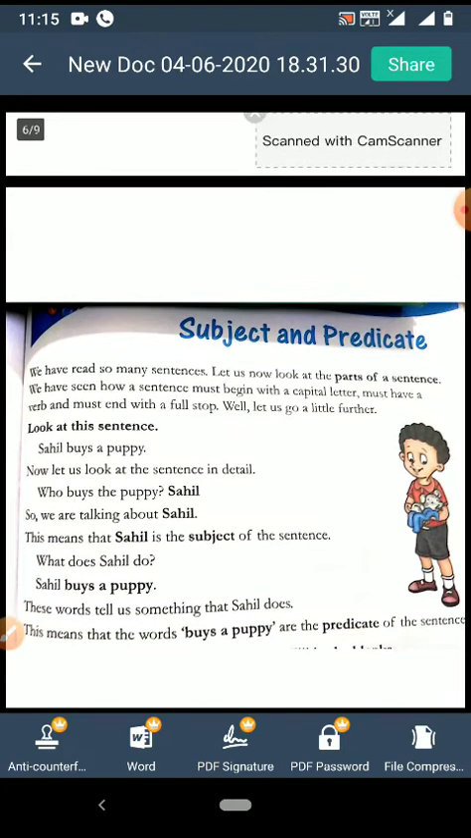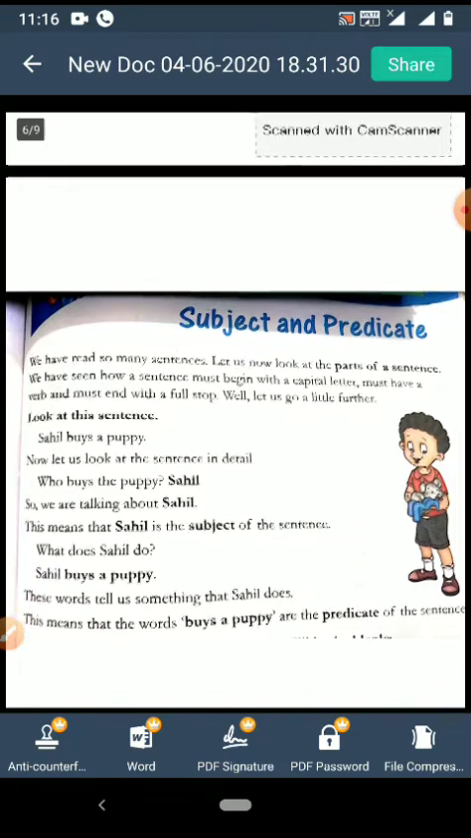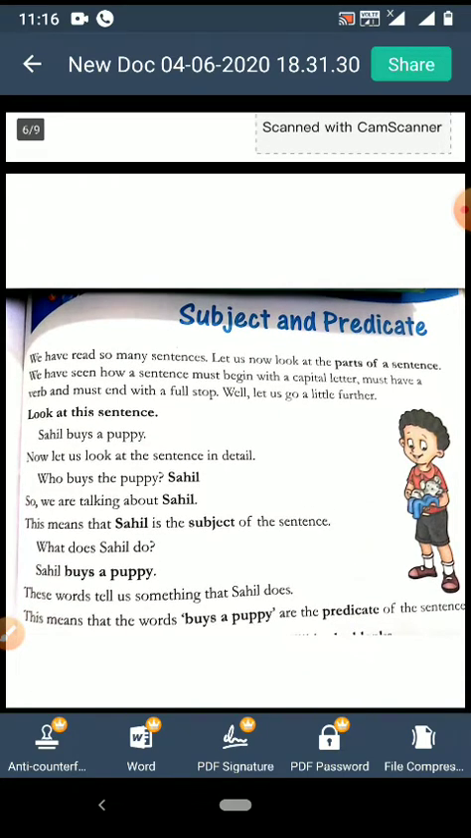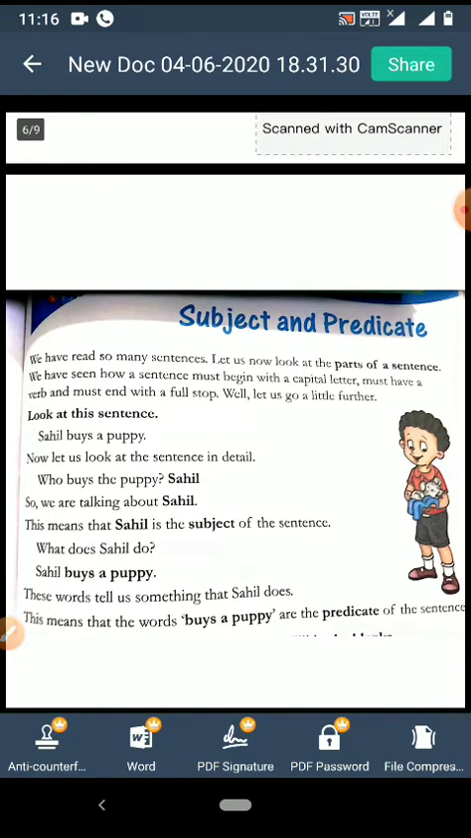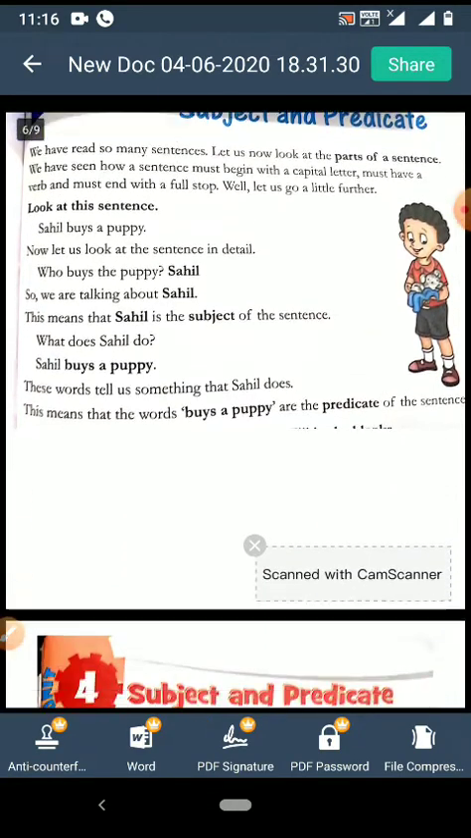Look at the sentence. The sentence is Sahil buys a puppy. Now, let us look at the sentence in detail. Who buys the puppy? Answer would be Sahil. So we are talking about Sahil. This means that Sahil is the subject of the sentence. And what does Sahil do? That is the action done by Sahil. Sahil buys a puppy. These words tell us something that Sahil does. This means that the words buys a puppy are the predicate of the sentence.